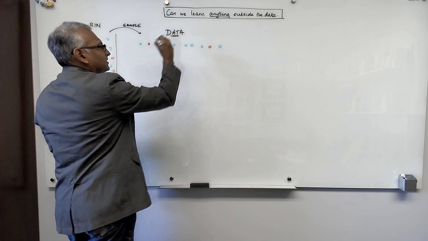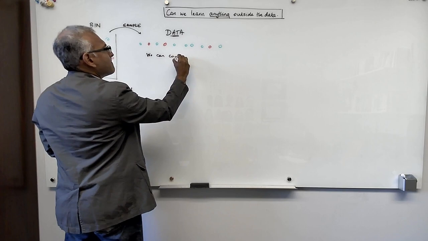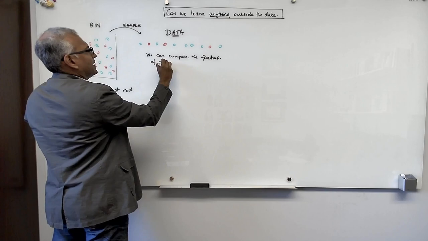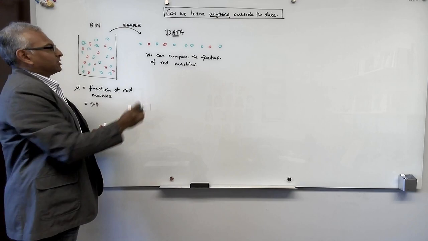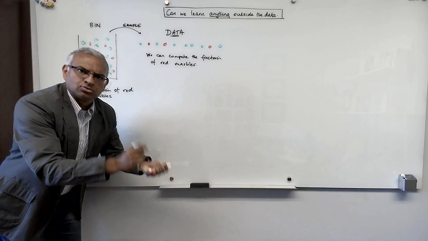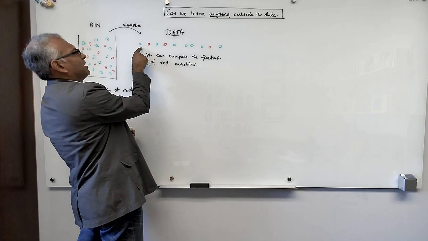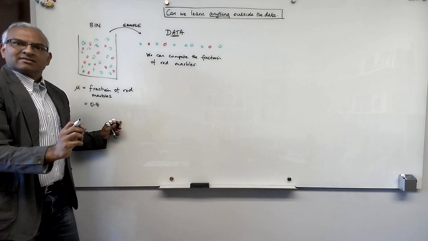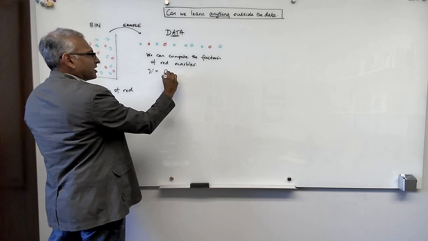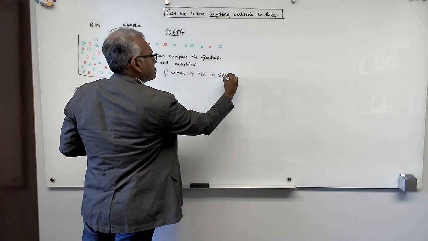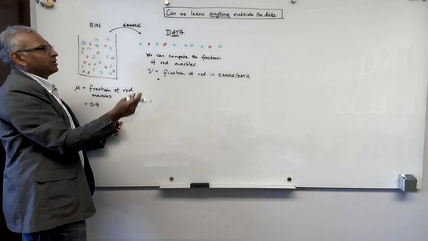So in the sample, we can compute the fraction of red marbles. We can certainly compute it, and that's exactly what the Gallup poll does. For each member of the sample, we ask, who did you vote for? Or who are you going to vote for? Or in this abstract marble model, once we pick the marble, we can look at its color. So we know the color of all these marbles. Let's define the fraction of red marbles in my data as nu, the fraction of red in the sample or data. And in this example, it's 0.3.